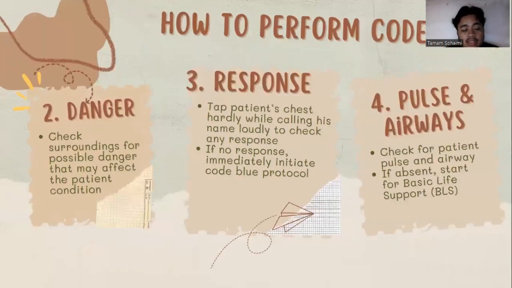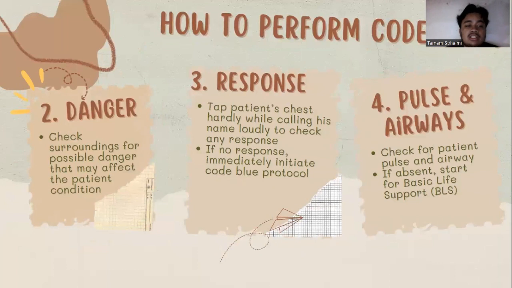The second one is danger. Check the surroundings for possible danger that may affect the patient's condition. For example, if the patient is positioned on a semi-fowler, make sure the bed is flat. Remove the pillow and everything, and check for any danger that might affect the patient. Another example, if the patient might fall, reposition the patient carefully on the bed.